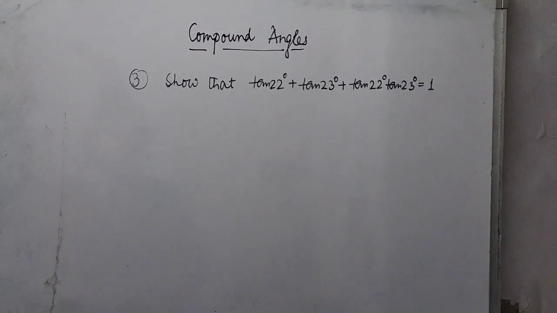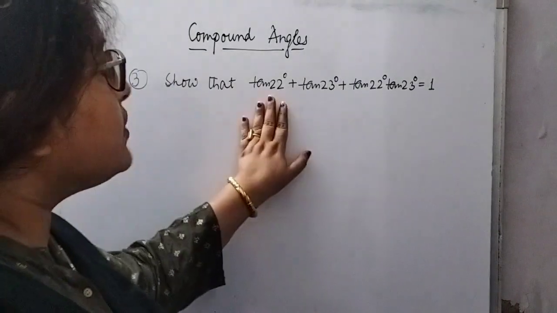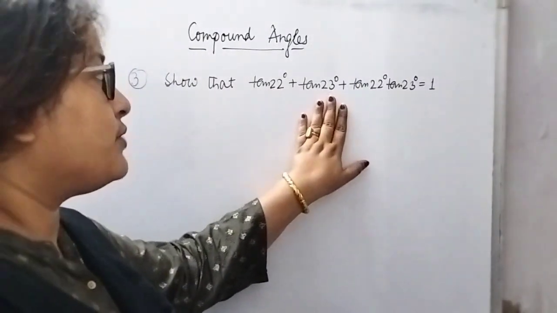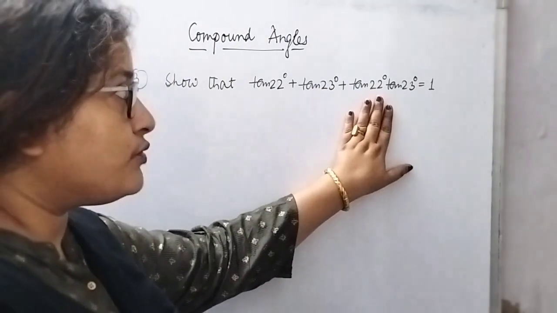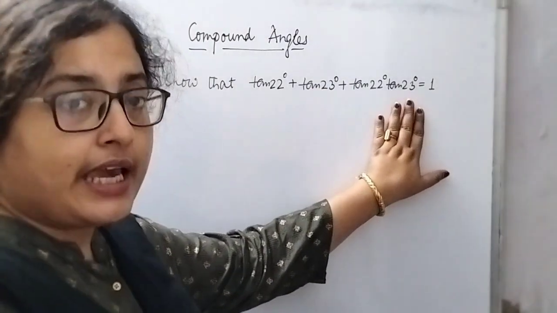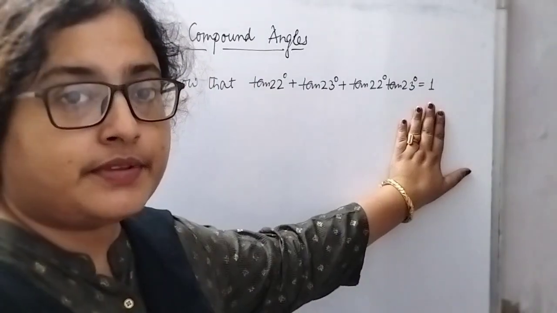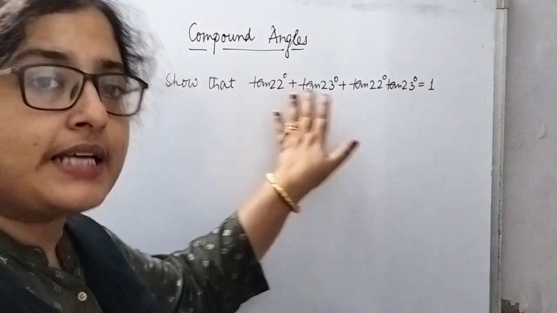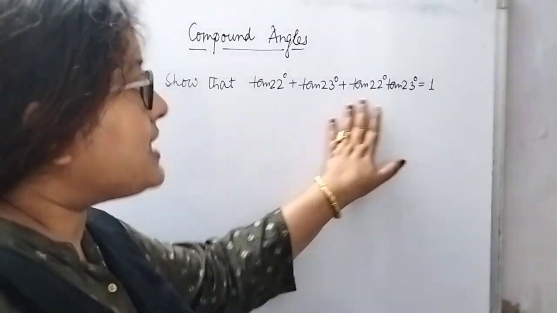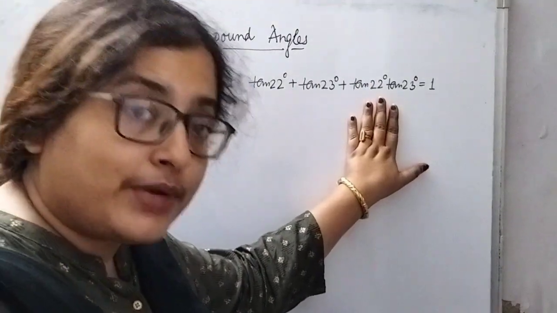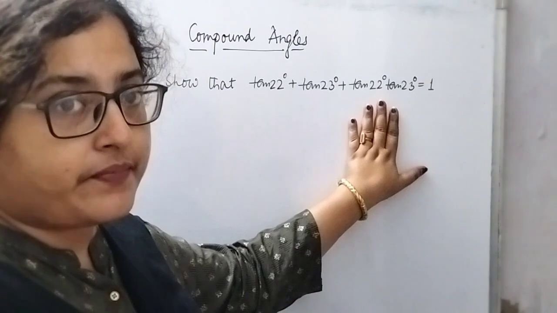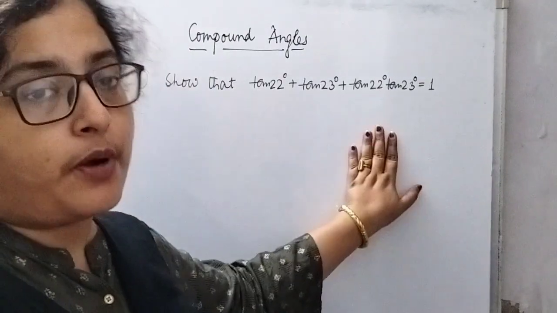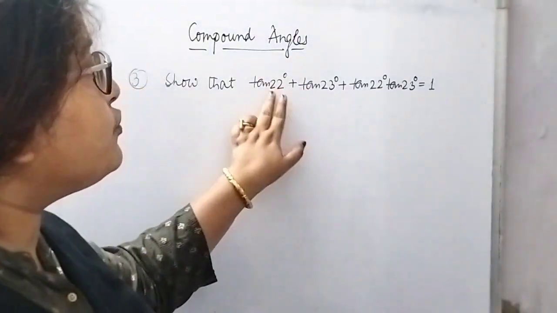Now let's consider another very interesting problem. Here it is given that we have to show that tan 22 degree plus tan 23 degree plus tan 22 degree into tan 23 degree equals to 1. If we observe the problem carefully, we will find that only two measurements are given.